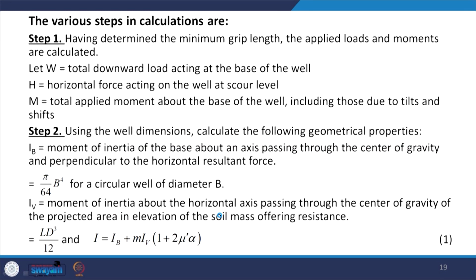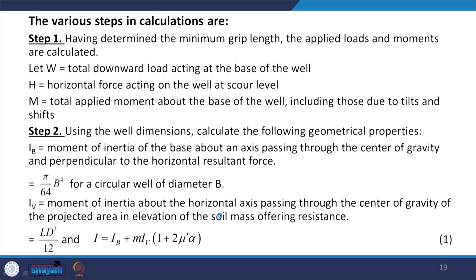So, now these are the steps in the calculations. The first step: having determined the minimum grip length, the applied loads and moments are calculated. So, what are the loads acting? 3 loads are acting. One is the total downward load acting on the base of the valve. Second is H, the horizontal force acting on the valve at its core level.